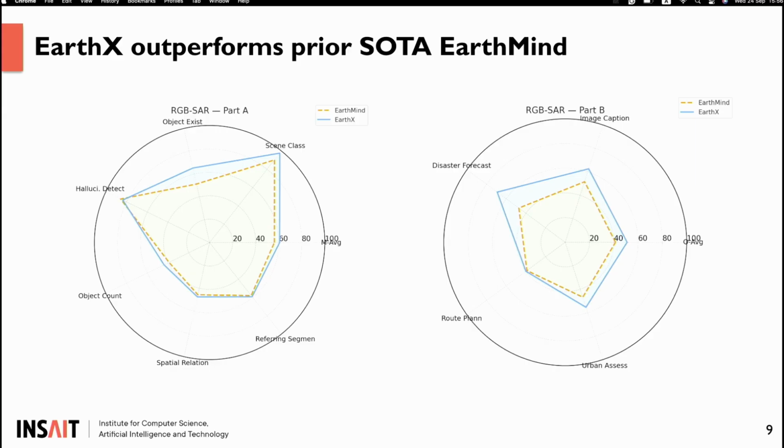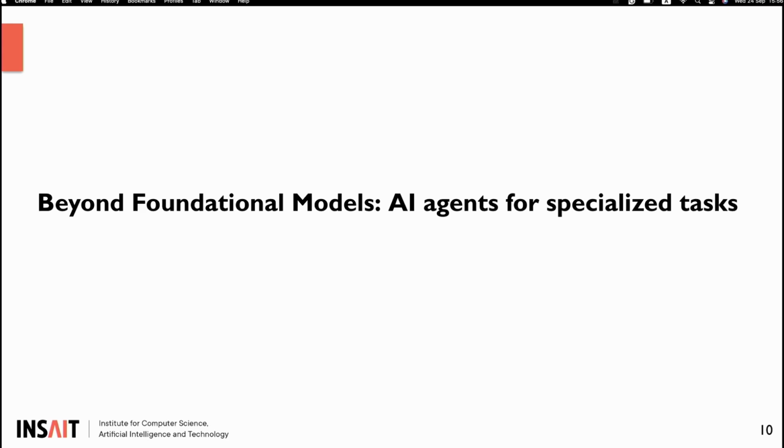You can see clearly that in almost all the settings the blue line is outside, which means better, than the yellow dotted line of EarthMine. The same thing goes in the other evaluation settings when comparing against EarthMine. OrthX wins in most of the settings, most of the times.